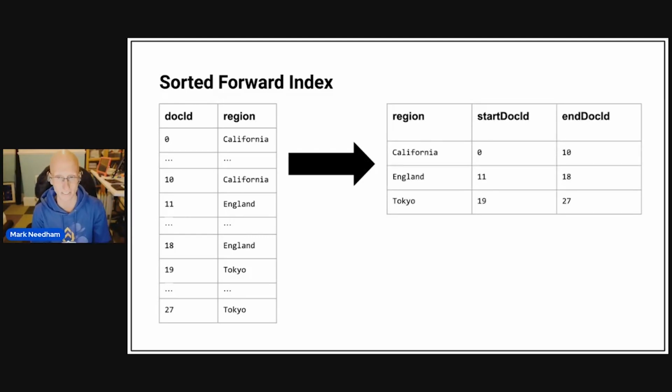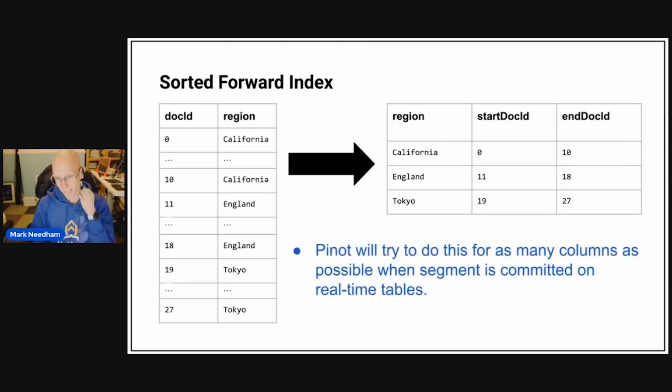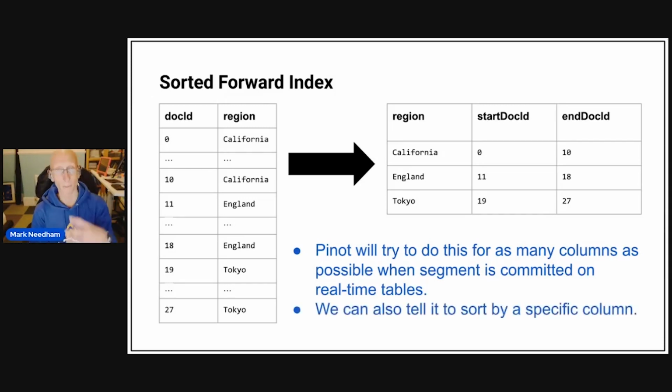Instead of storing each thing individually, it's going to put them in order, and it's going to say, okay, I'm going to conceptually have this table that says region California, starting from 0, going to 10. So I don't need to go and look those up. I just know these 10 are California, these 7 are England, and these 8 are Tokyo. And Pinot will try to do this for as many columns as possible when the segment is committed on real-time tables. But we can also tell it explicitly, and it does it once it's moving from the consuming to the consumed state. That's when it tries to sort it.